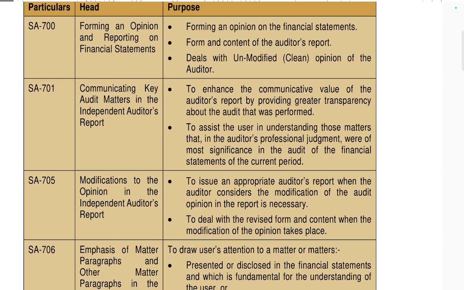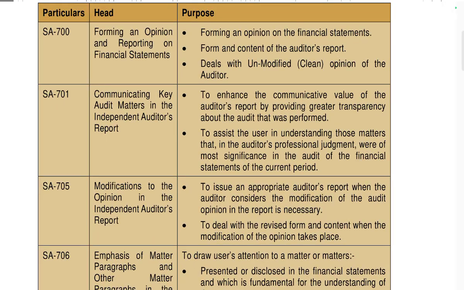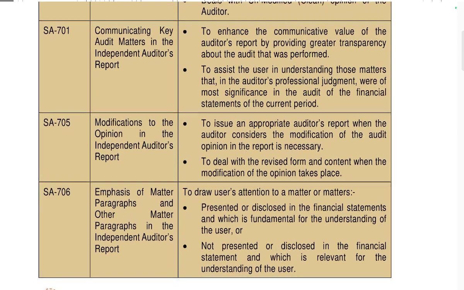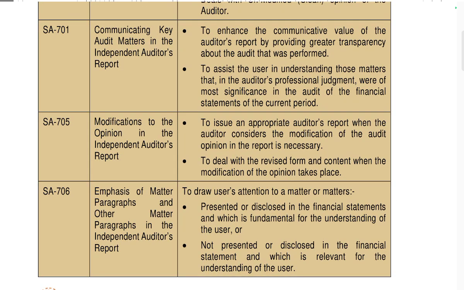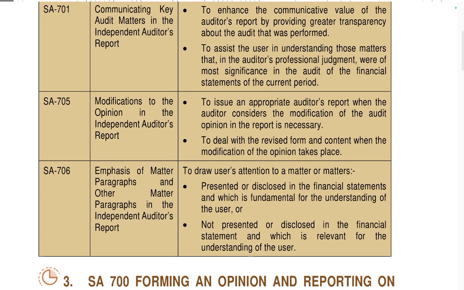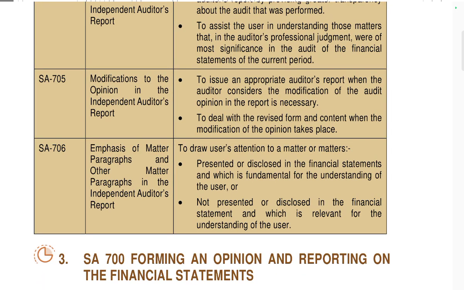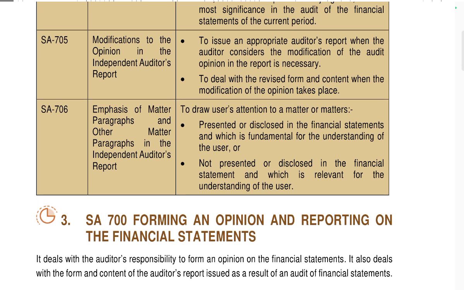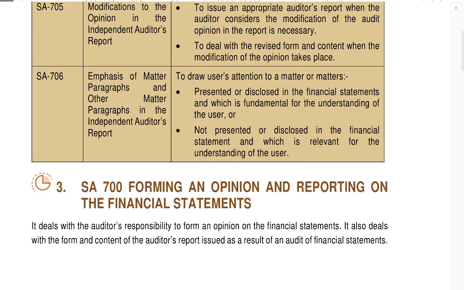Forming an opinion and reporting on financial statements deals with the form and content of the auditor's report, including the unmodified clean opinion. Communicating key audit matters in the independent auditor's report enhances the communicative value of the auditor's report by providing greater transparency about the audit that has been performed. It assists users in understanding the matters that, in the auditor's professional judgment, were most significant in the audit. Modification to the opinion in the auditor's report deals with issuing an appropriate audit report where the auditor modifies the audit opinion, and with the revised form and content when modification of opinion takes place.